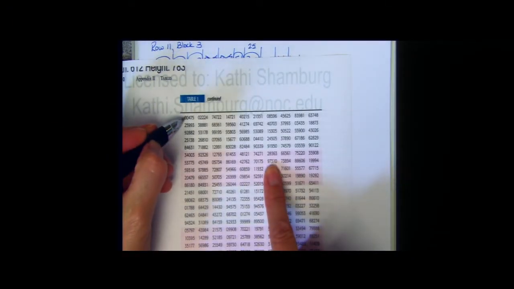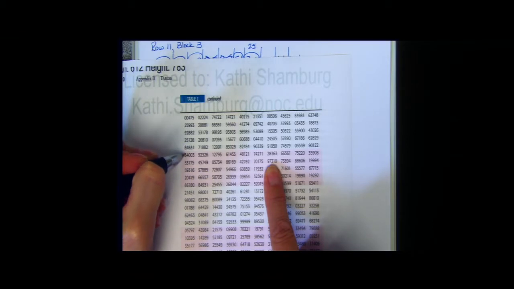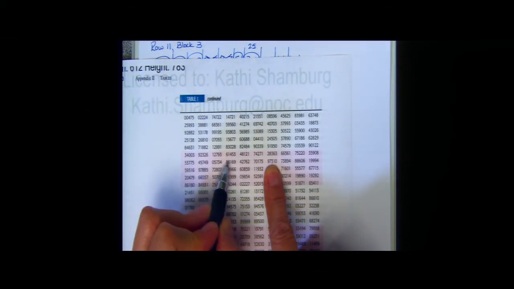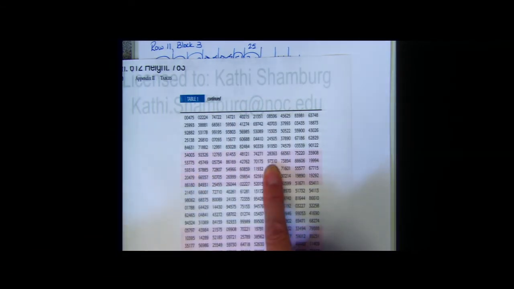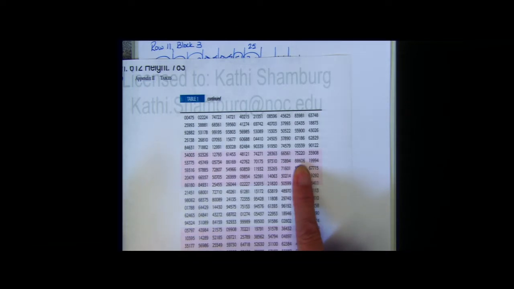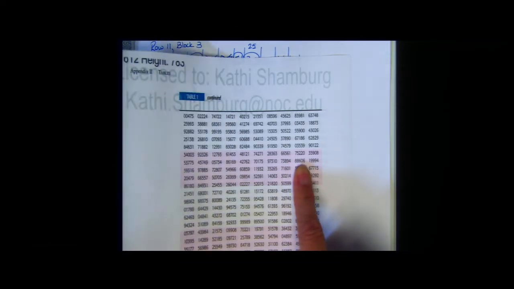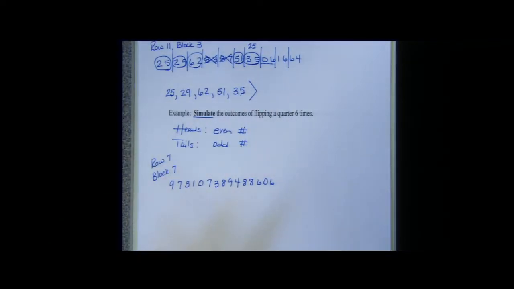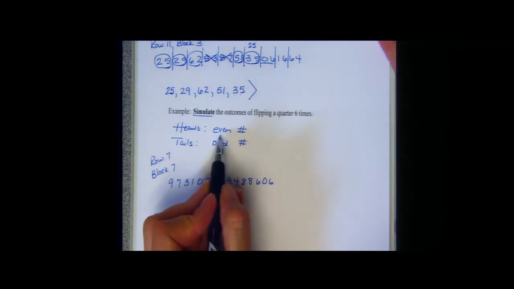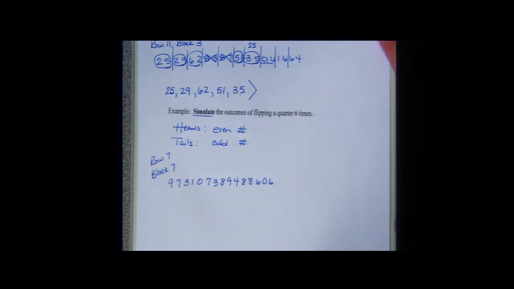Again, it was 1, 2, 3, 4, 5, 6, 7, row 7, 1, 2, 3, 4, 5, 6, 7. And I used this number, and this number. And I'll see if I need to use any more than that. Now, we only need even numbers and odd numbers. So I got to figure out how to divide these.